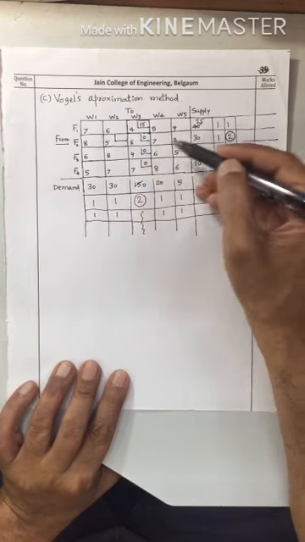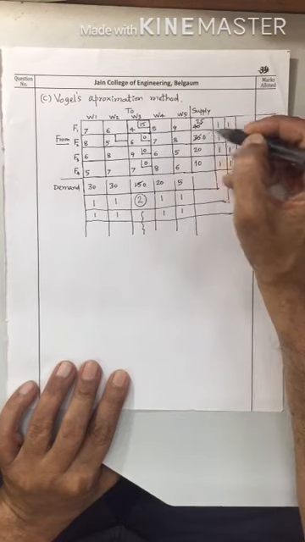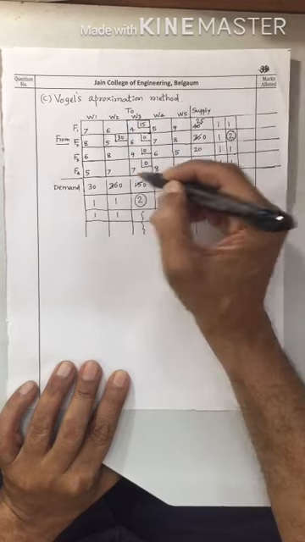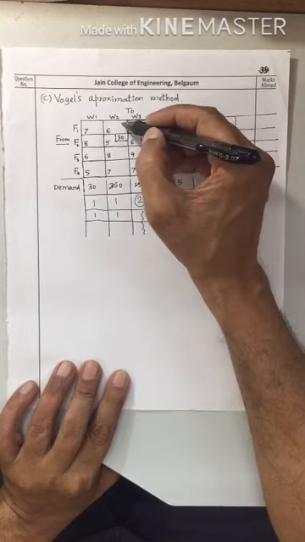So this is 30. This also is 30. Therefore, 30 minus 30 is 0. So I shall have 30 units. And 30 minus 30 is 0. The demand and supply are simultaneously exhausted.